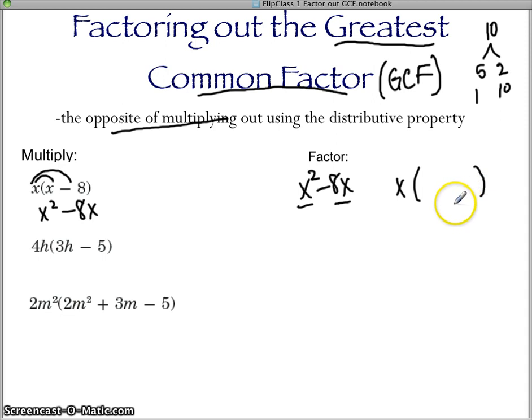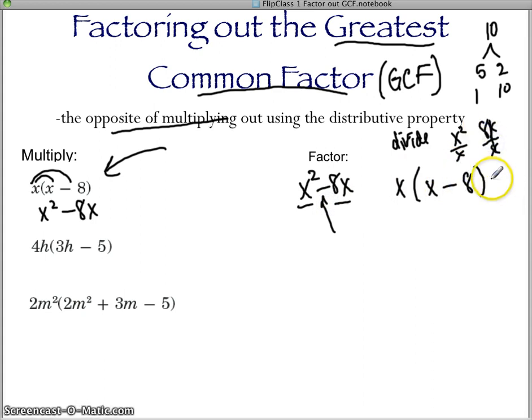And then we're going to write what is left over in parentheses. Well, this right here, you know from over here, we multiply. What's the opposite of multiply? You divide. So when we divide, we would take x squared divided by x. You know from exponent rules, 2 minus 1 is 1. And then minus 8x divided by x, your x's cancel, you have 8. When you are factoring, you can always multiply back out to check your work.